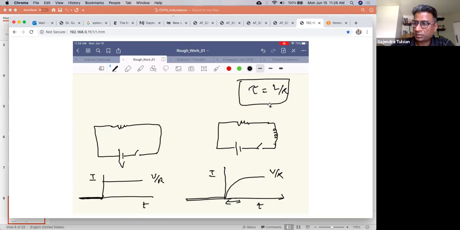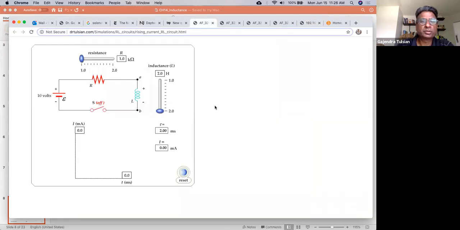Do you understand what is happening when you introduce this inductor? Remember, this inductor fights changes in current. So when you close this switch, as the current was trying to increase, the inductor was fighting that change, and that's why the current rose slowly. So let me actually show you this.